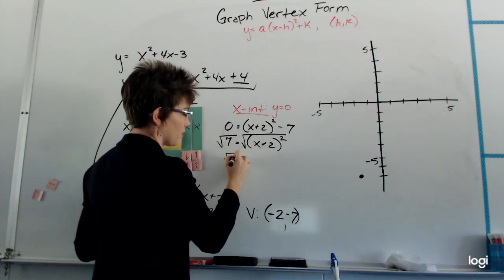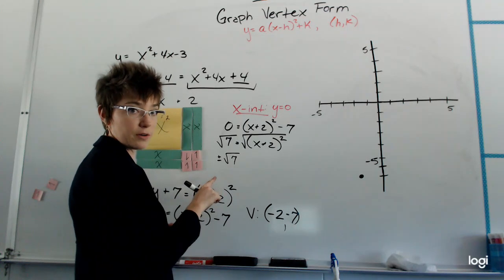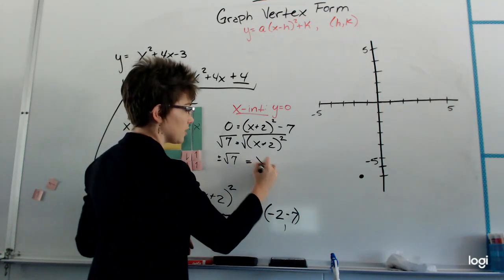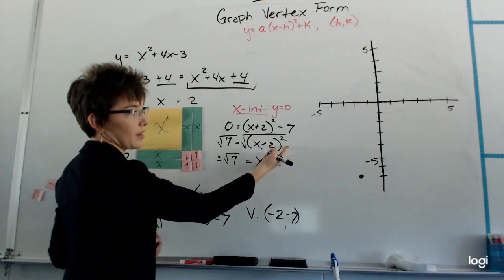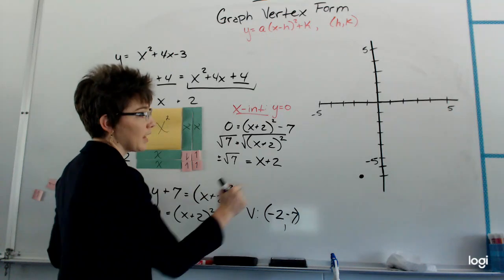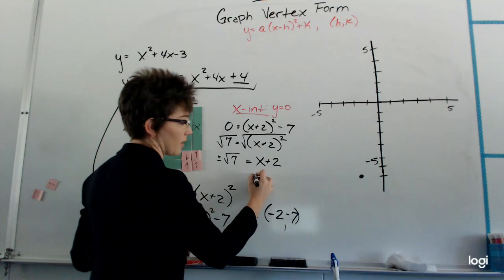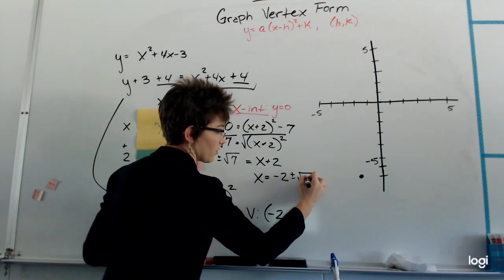So I have square root of 7 plus or minus. Anytime you take a square root of a number, you have a positive and a negative solution. And that's just equal to x plus 2, since the square root and the square cancel each other out. And for my final answer, I need to subtract the 2 to the other side. So my x values are -2 plus or minus the square root of 7.